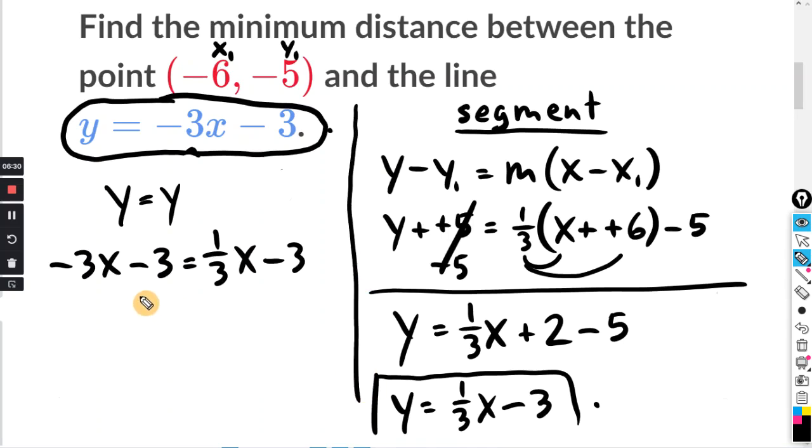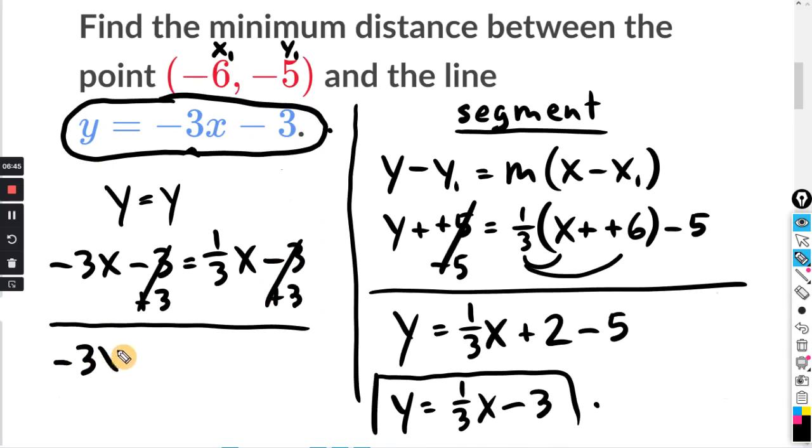Okay, so adding 3 to both sides. The 3's actually cancel on both sides. And negative 3x equals 1/3 x. And I can tell already this is going to be 0. Okay, if you want to make sure you can convert this to thirds, so that's negative 9/3 x equals 1/3 x.